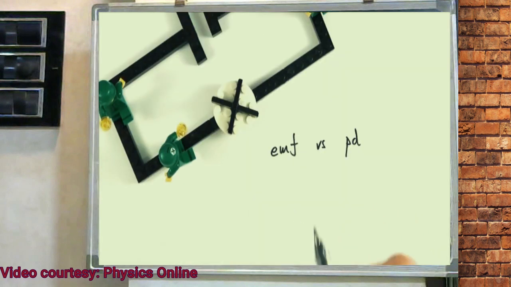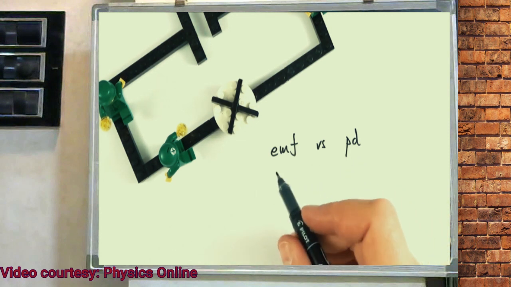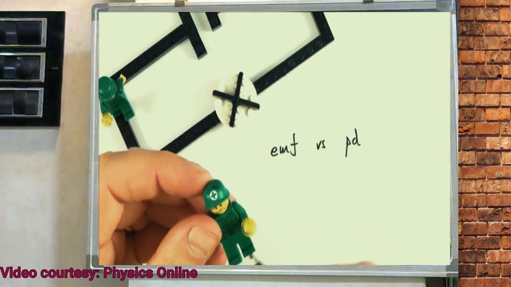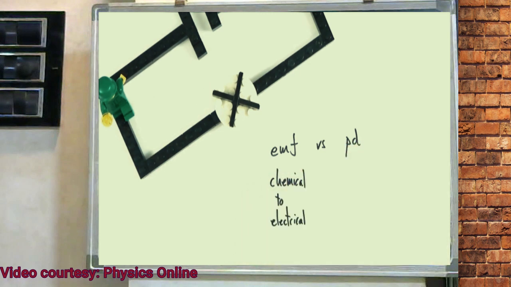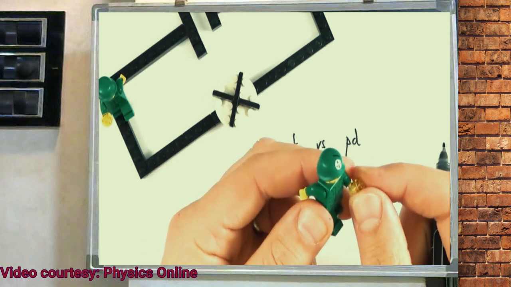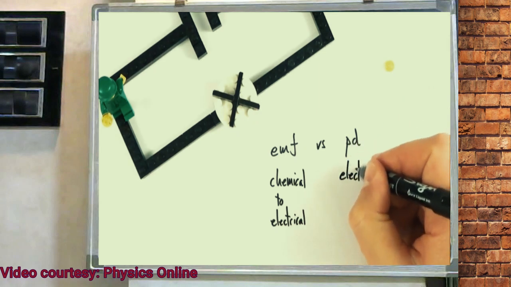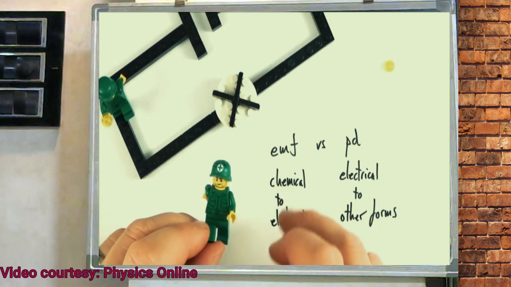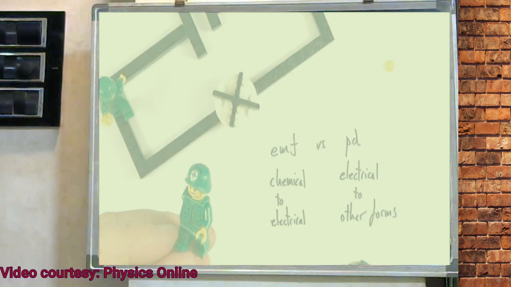So just to summarise then, what's the difference between EMF and potential difference? Well, although they're both measured in volts, the EMF is the energy per unit charge that's transferred from chemical to electrical, whereas on the other hand, the potential difference is the energy transferred per unit charge from electrical energy into other forms. So that's the difference between EMF and PD. Just think about it in terms of the energy per unit charge and how the energy is transferred from one form to another.